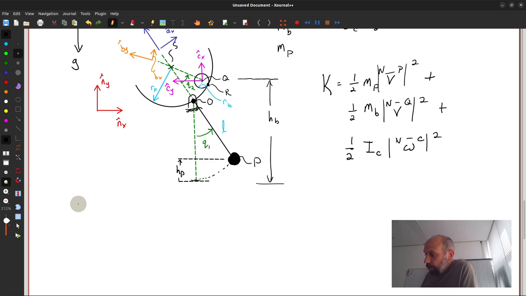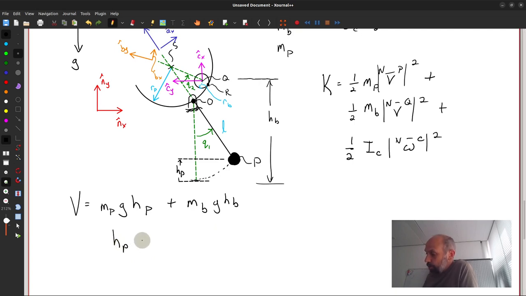Potential energy, V, is going to be the mass of the bob at P times gravity, times some height above this reference. We use HP, and then we add in also for the ball, HB. So that's going to be our total potential energy. We have no other springs, no other gravitational force fields or anything else, two gravitational potentials. And then we need to figure out how to get HP and HB.